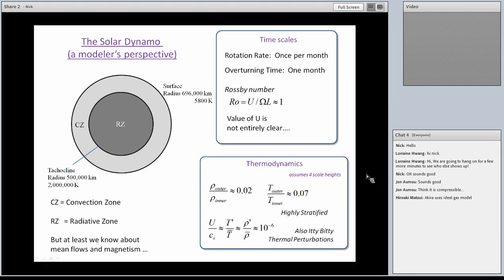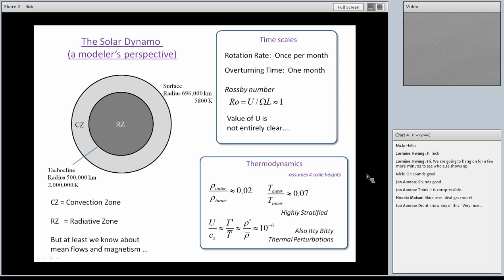The surface temperature of the sun is about 6,000 Kelvin, and at the base of the convection zone it's about 2 million Kelvin, so there's actually quite a bit of temperature contrast across that layer. Rotation rate is something like once a month. The actual values of the convective velocities are not entirely clear to me, or actually to anyone. Even in our group meeting this morning, there are several solar people in town to visit Uri, and we don't know, but we think it's probably something like a few hundred meters per second.